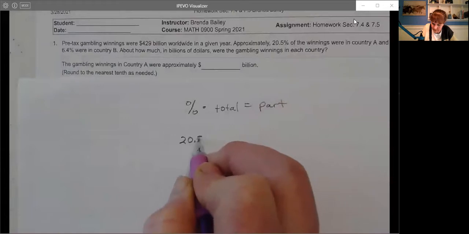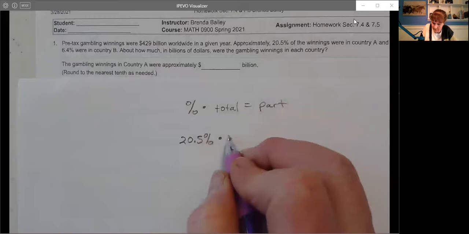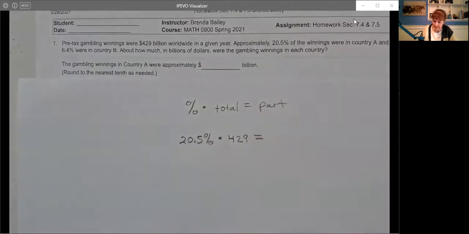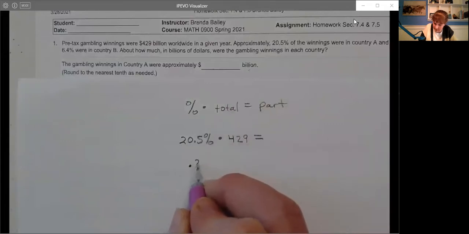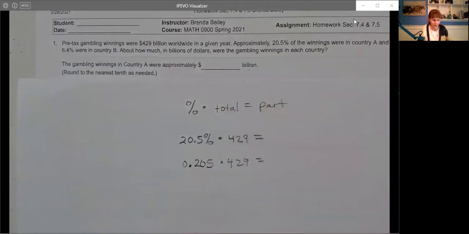20.5 times the total winnings, 429 billion. You don't have to add the zeros. You're going to put the word billion on there instead of the 9 zeros. And we're going to multiply those together, and that'll be the answer. 0.2, move the decimal over. And we do expect A is not going to be over 429, and we know it's not. It's got to be less because country A and B are splitting this right here. 429 times 0.205.